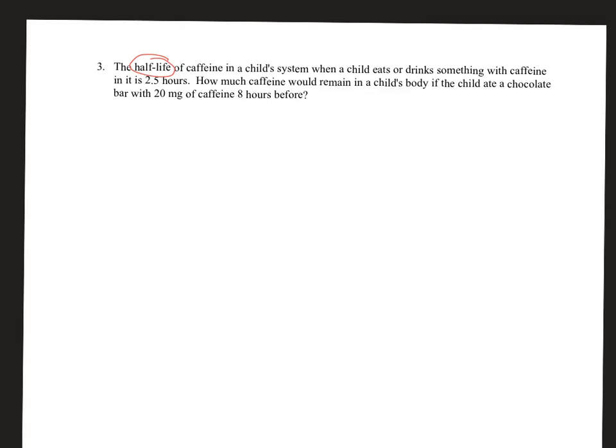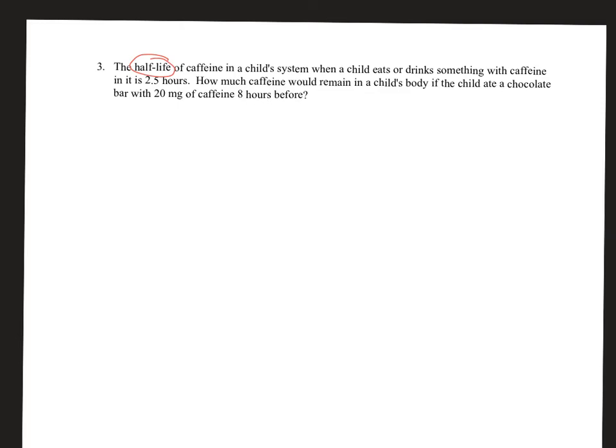Okay, so when you read this problem, this one might not jump out to you as exponential because you don't see anything explicit in the problem that says the population was doubling, tripling, or it was increasing, decreasing at a percentage. But what half-life actually describes is how long something takes to get to half of its value. So I'm going to take the particulars in this problem and I'm just going to draw out a timeline.